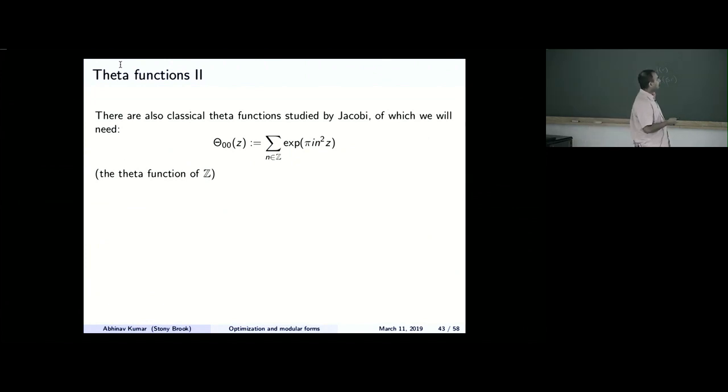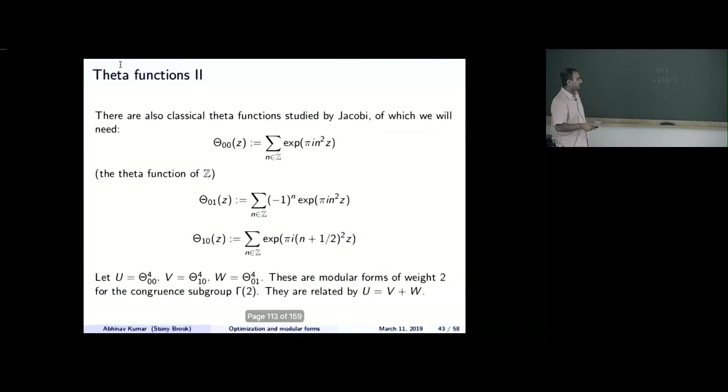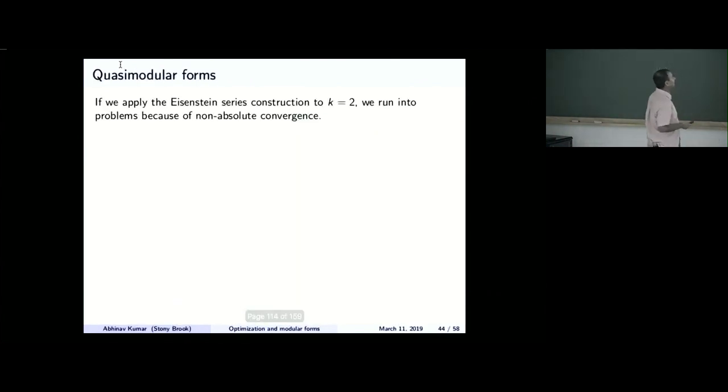And also classical theta functions, the theta nulls, which arise in the study of abelian integrals and abelian varieties: theta 0,0, theta 0,1, and theta 1,0. If you take fourth powers of them, you get modular forms of weight 2 for this congruence subgroup gamma of 2, and they're related by Jacobi's identity, that the sum of these two equals this one. These are almost all the modular forms that we need.